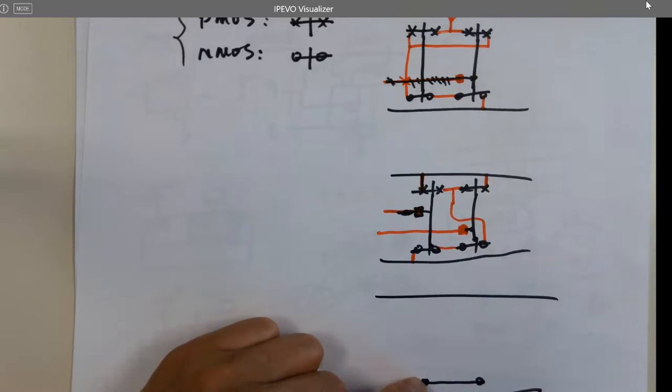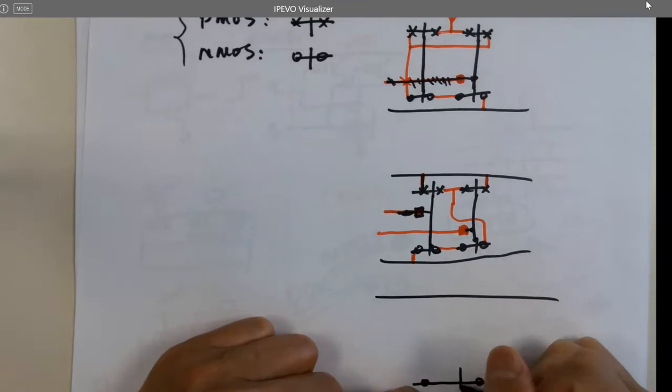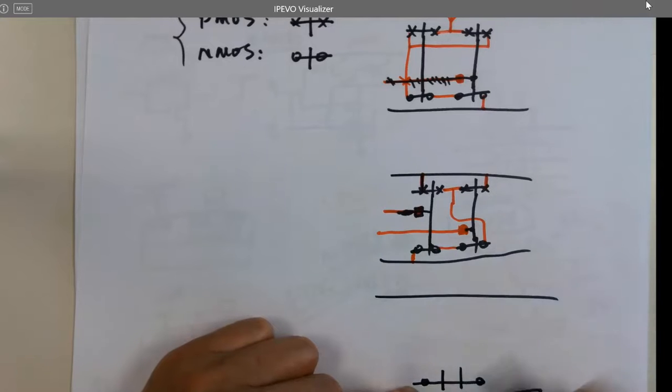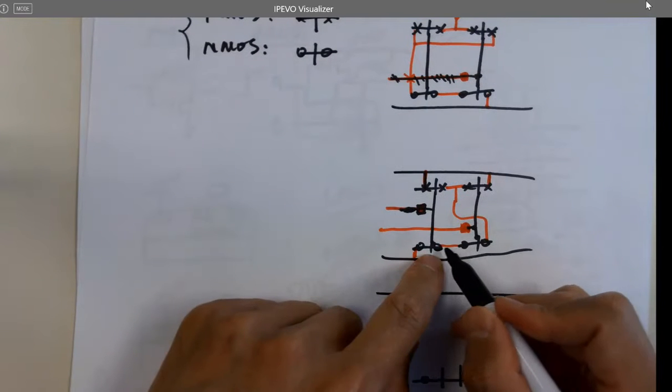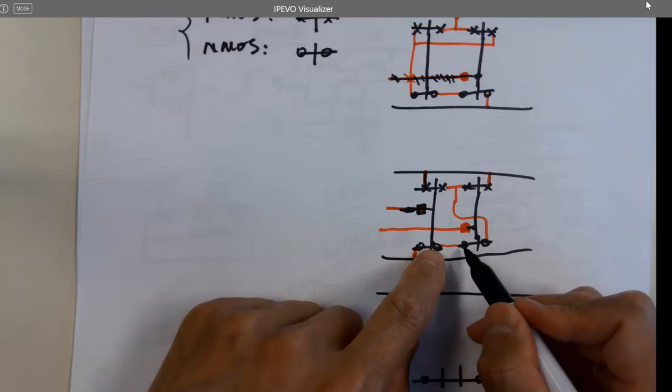And remember the length of the channel is defined by what? The gate, the size of the gate. Okay. So you can reduce the size of the transistor by deleting that middle via.